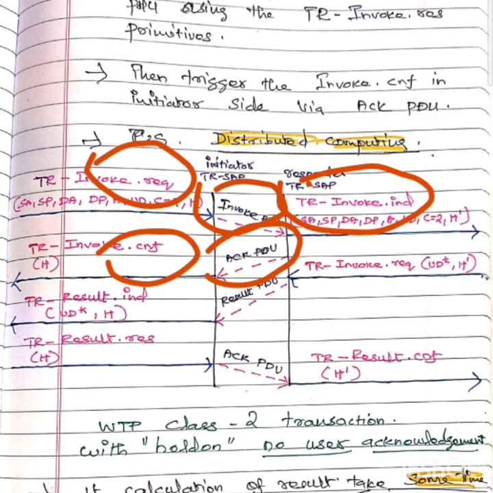This is the concept of the Wireless Transaction Protocol: how we establish and exchange data between the initiator and responder sides, what classes we are using, and how they provide reliability to the messages. These are the things we have seen in this topic. Many features of the Wireless Transaction Protocol are not discussed in our book. The protocol has many features. You can refer to the link for more.